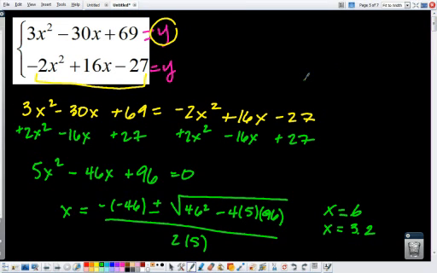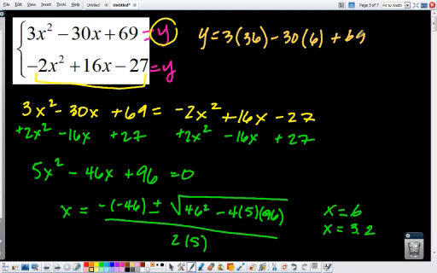So I'm going to go back up to one of the original equations, and I'm going to substitute 6 in for x and see what it spits out. I'm going to write this in a different color so you can see what I'm going to enter in my calculator. I'm going to use the top equation, although it doesn't really matter which equation you use. So 6 squared is 36, minus 30 times 6, plus 69. When I put this into my calculator, I get negative 3. So when x is 6, y is negative 3, so that's one of my coordinates.